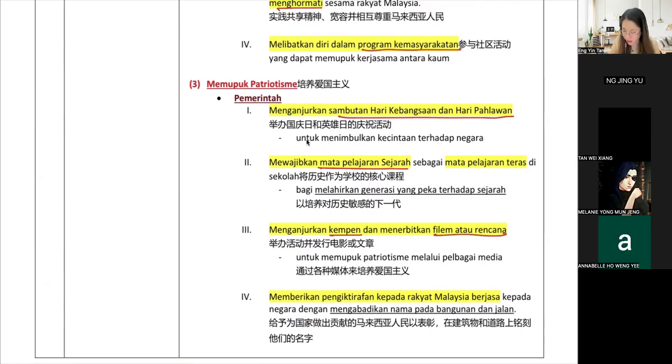Okay, the next one. As a government, what they need to do to defend the kedaulatan is they will give recognition to those that contribute a lot to Malaysia. Like maybe we mengabadikan namanya at the building, at the Jalan Raya. So now you know what is the Malay word mengabadikan. Means we name the road using his name. Name after his name. Okay?